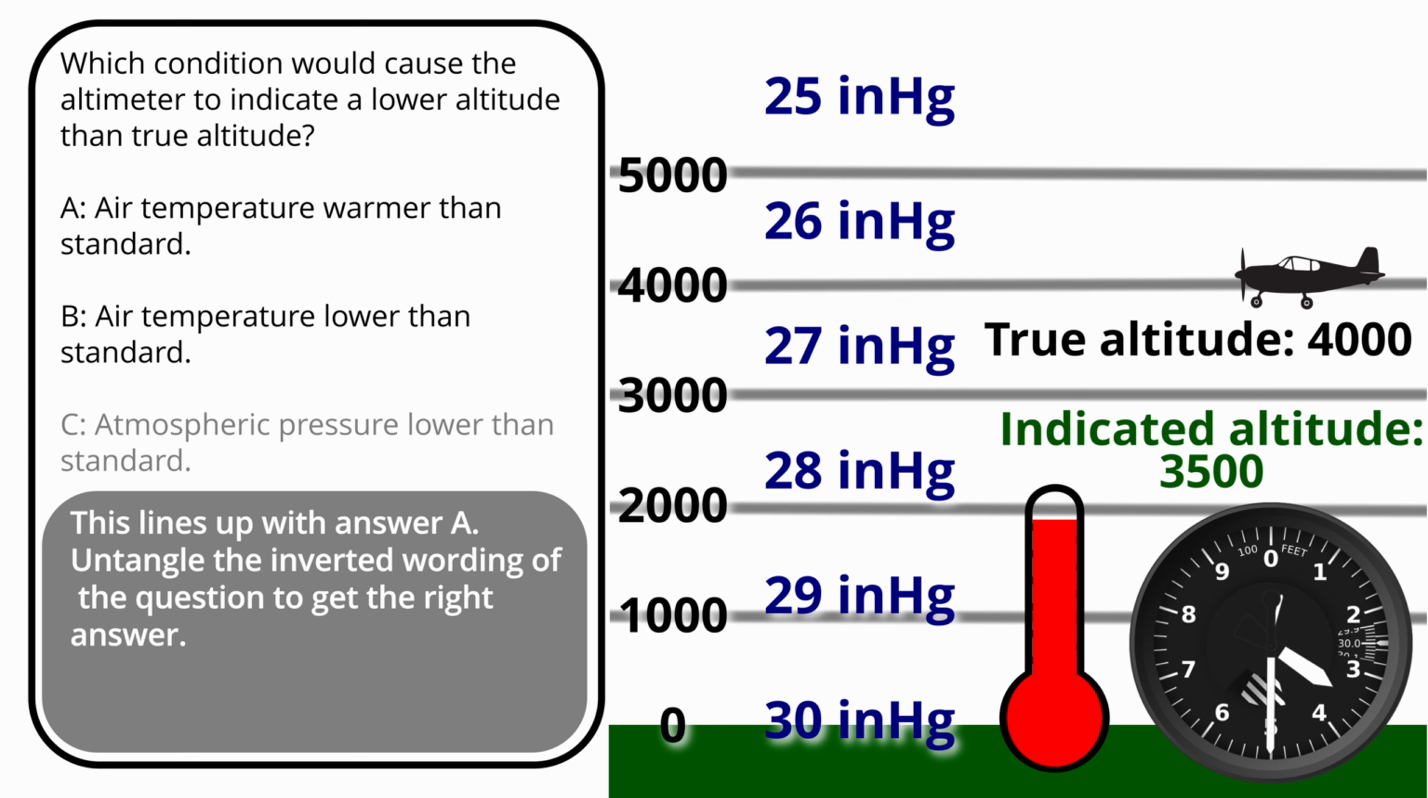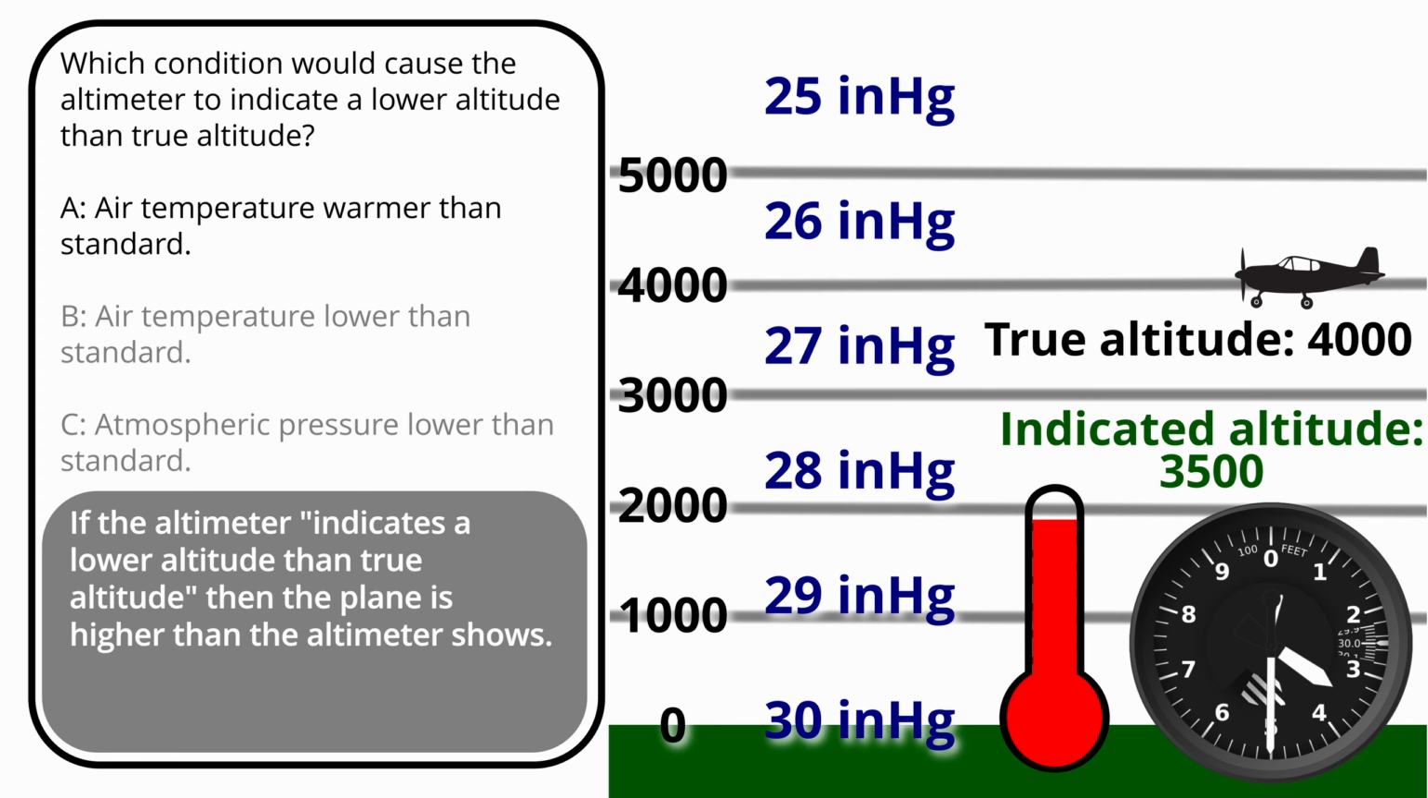This lines up with answer A. Untangle the inverted wording of the question to get the right answer. If the altimeter indicates a lower altitude than true altitude, then the plane is higher than the altimeter shows.